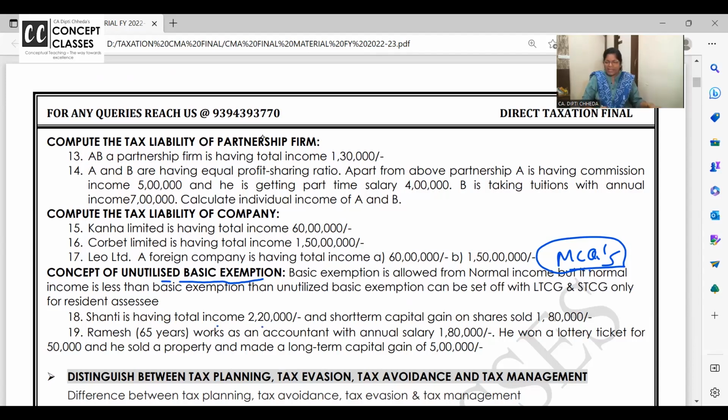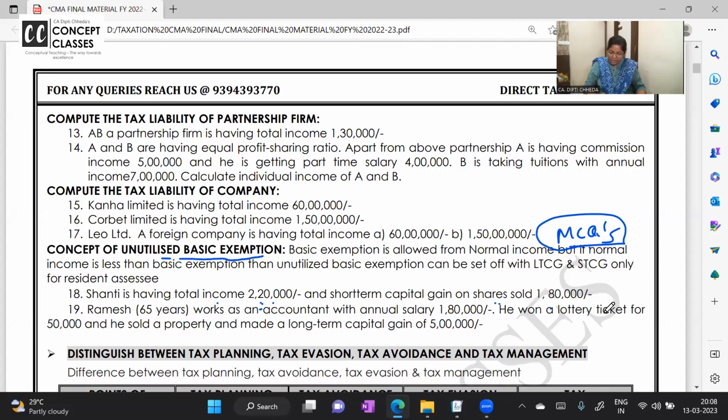Say total income, like salary or whatever normal income, is 2,20,000 for Shanti, and short-term capital gain on listed shares, say nothing else given, is 1,80,000. I want all of you to please open your notebooks, write down the concept of unutilized basic exemption and do it with me in your notebooks.